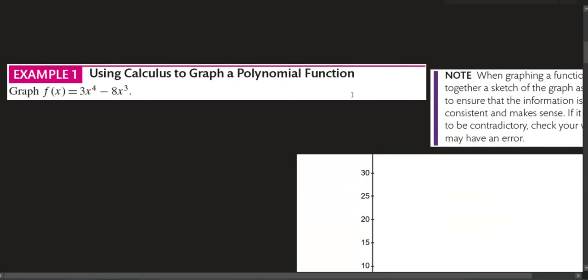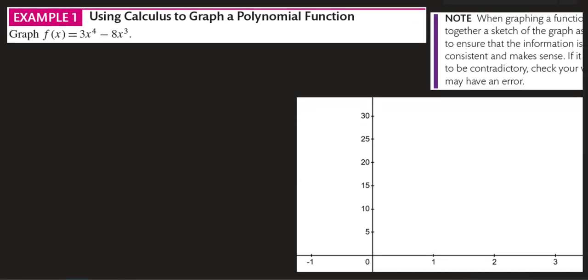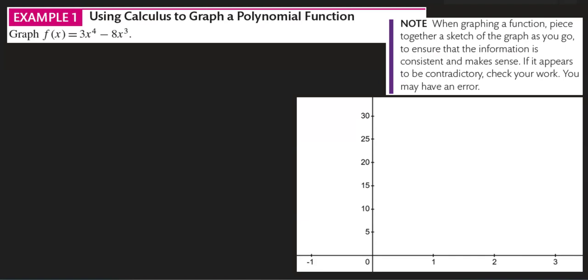Now we want to graph the polynomial function 3x to the fourth minus 8x cubed. So the first step is, since this is a polynomial, its domain is going to be all real numbers. And the first thing we want to do is find the intercepts. So if we plug in 0, then the function is going to equal 0, and then that is going to be an intercept for this one. So f of 0 equals 0.